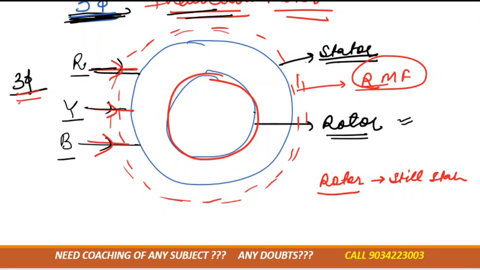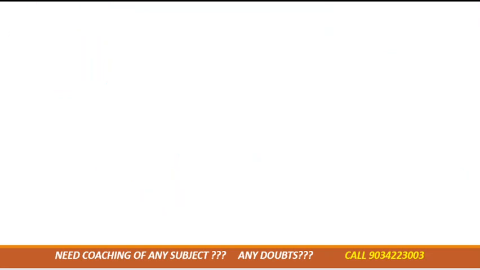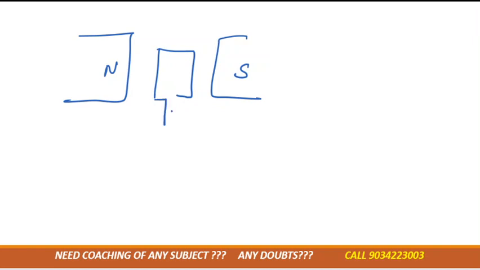Now you know one concept: if there is a magnet around, one is the north magnet and one is the south magnet, and there is a coil. If we place the coil around the magnet, what will happen in this case? In this case, we generally rotate the coil, right?